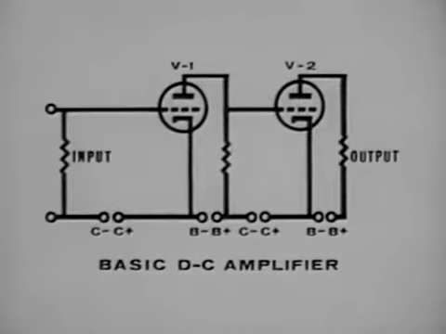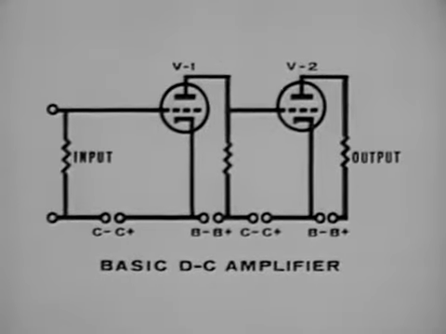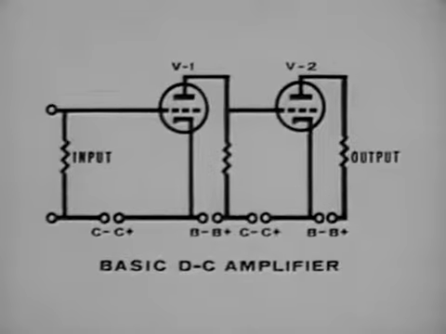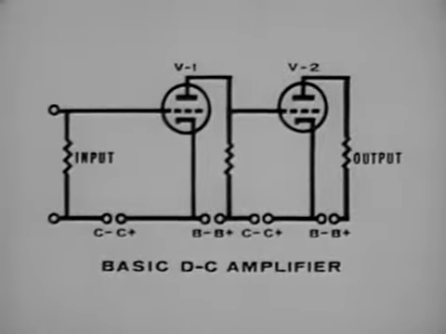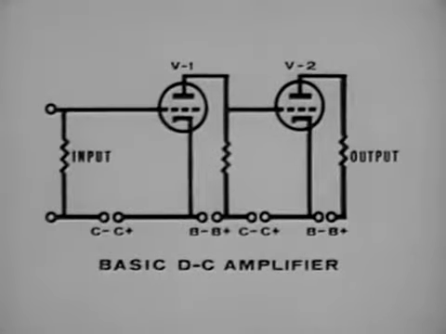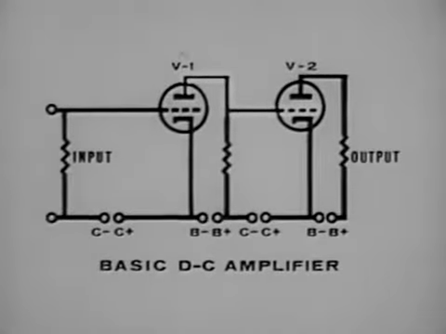The last method we will discuss is direct coupling. A direct coupled amplifier, or DC amplifier, is a vacuum tube circuit whose coupling network consists of resistive elements and direct connections. The chief difference between this method and RC coupling is the direct connection between the plate of V1 and the grid of V2, which eliminates the coupling capacitor used in RC coupling.